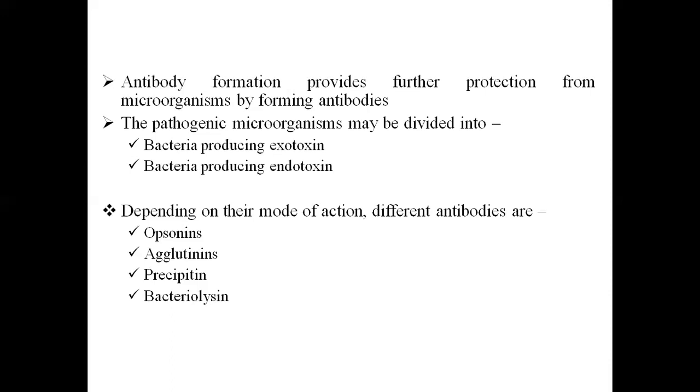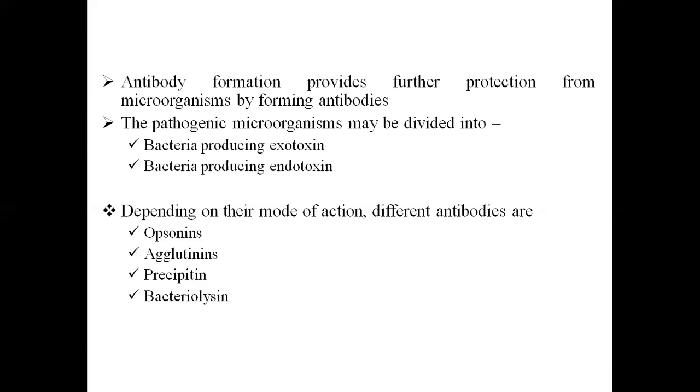In such a case, the antibodies produced should be very effective against such bacteria. They should reduce disintegration to the minimum, so that the minimum amount of endotoxin will be liberated. These antibodies again are named according to their different modes of action. For bacteria producing endotoxin, we have seen that four different kinds of antibodies are observed depending on their mode of action.